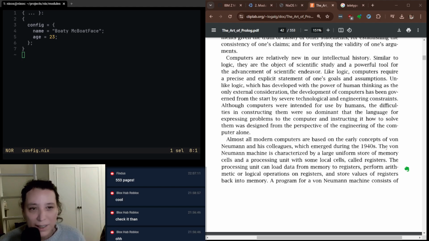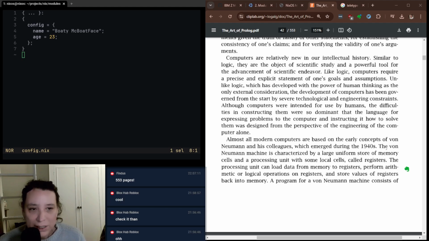Although computers were intended for use by humans, the difficulties in constructing them were so dominant that the language for expressing problems to the computer and instructing it how to solve them was designed from the perspective of the engineering of the computer alone. Almost all modern computers are based on the early concepts of von Neumann and his colleagues, which emerged in the 1940s, which is very much like imperative programming.